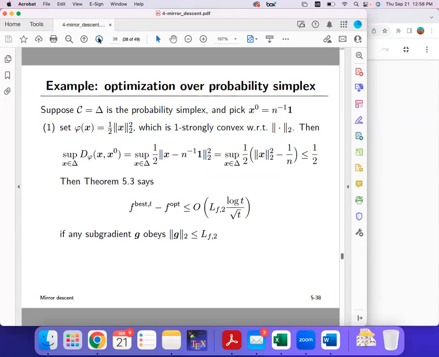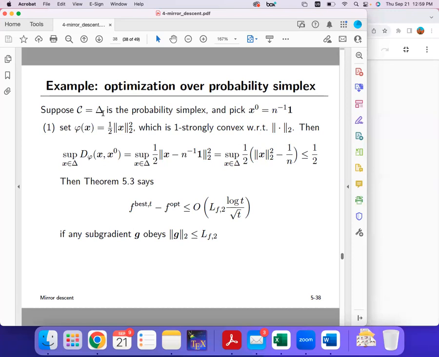Right. For example, suppose the constraint is the probability simplex constraint, meaning that for the vector x, the entries have to be positive and they have to sum to 1. And suppose the initialization point we pick is a very simple uniform distribution. So you have n coordinates, and every coordinate gets 1 over n probability. Apparently this point is within the constraint set.